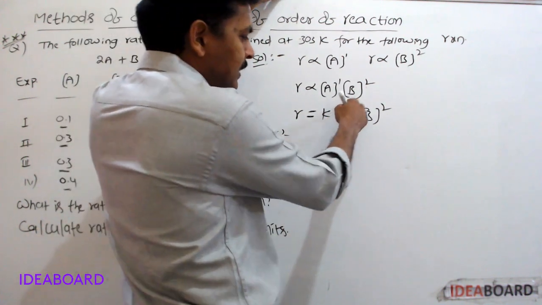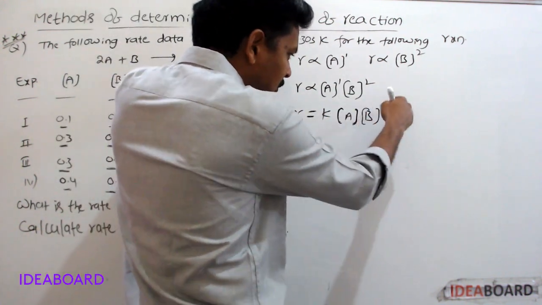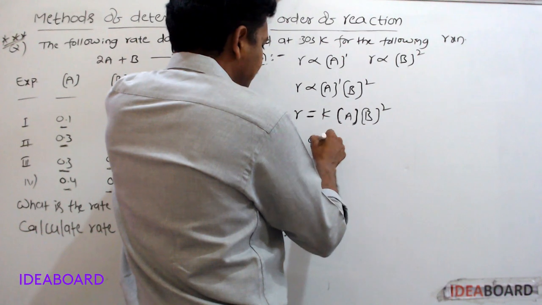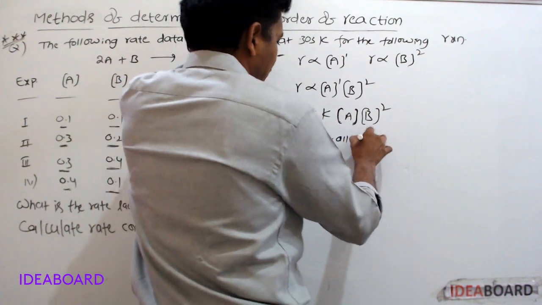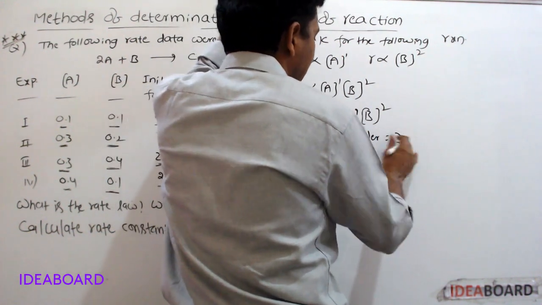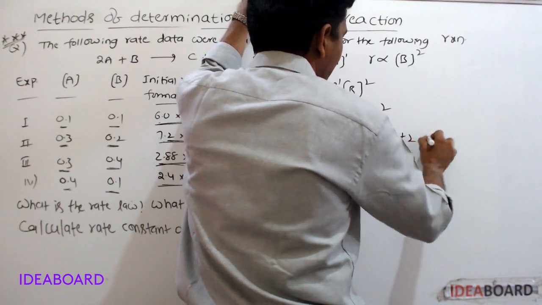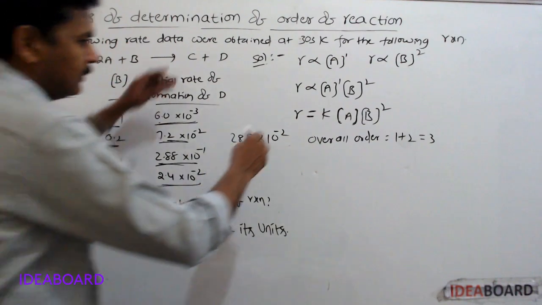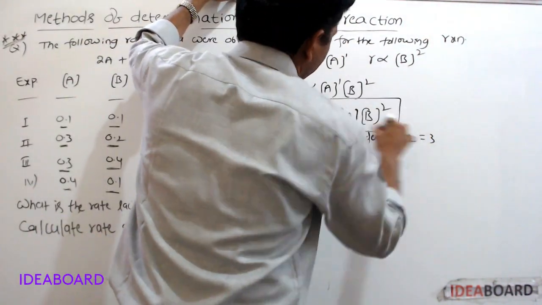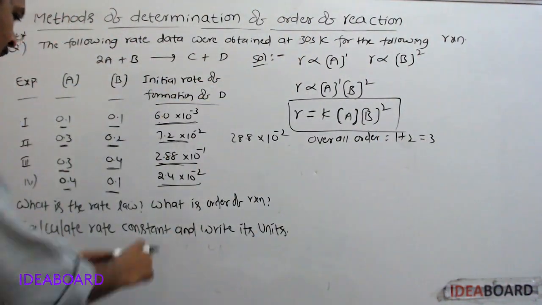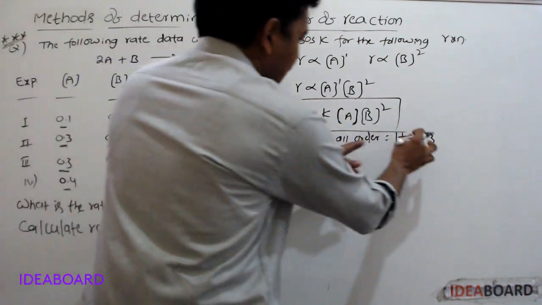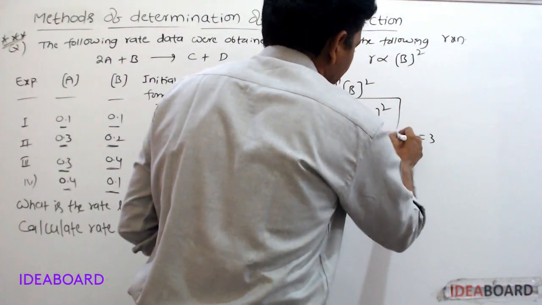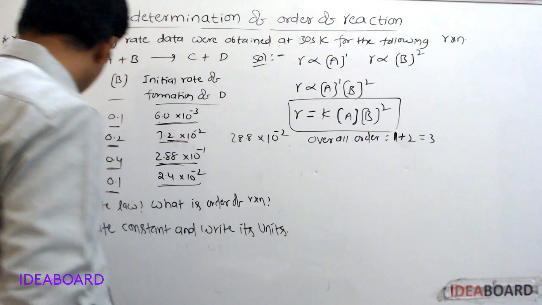So order of reaction with respect to A is 1, with respect to B is 2. Overall order is equal to 3. Overall order of the reaction is 3. What is the rate law? This is the rate law or rate equation. What is the order of reaction? Overall order of reaction is 3.